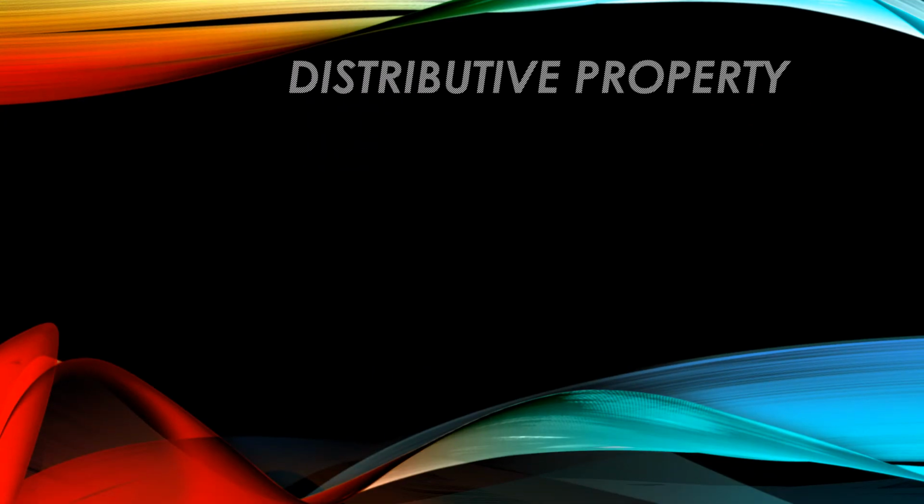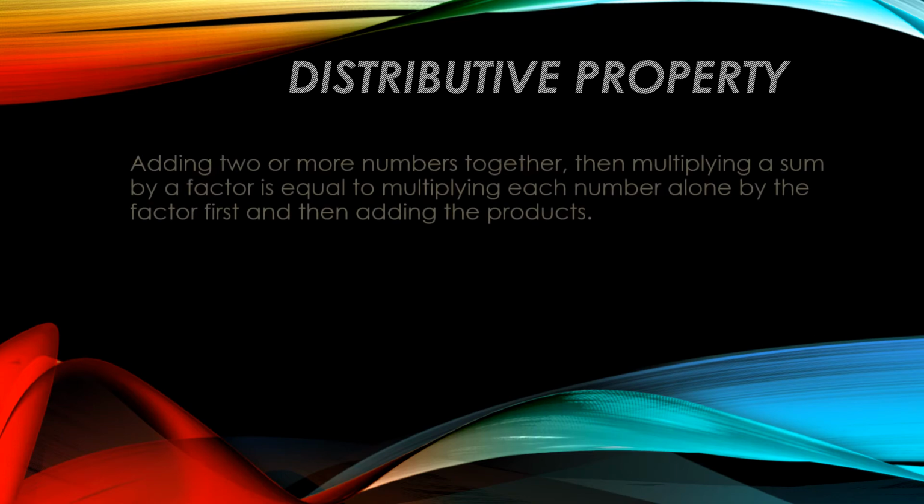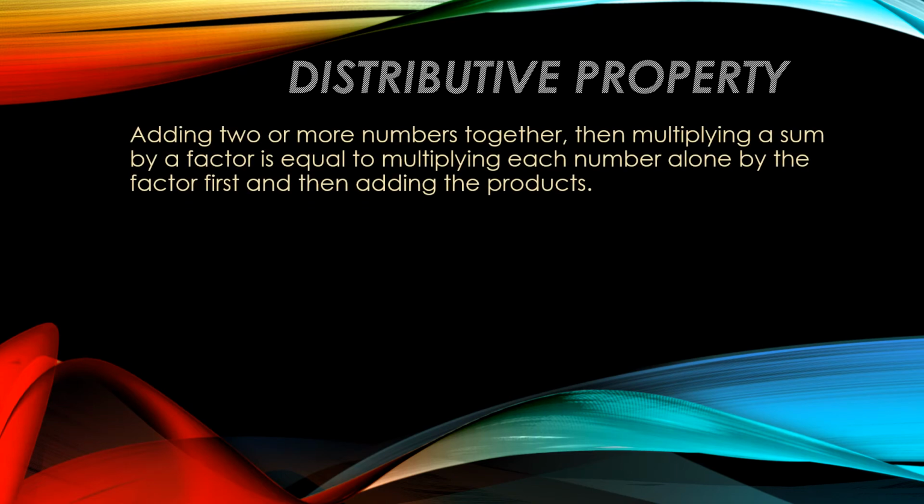So let's start with the next property, that is distributive property. That is adding two or more numbers together, then multiplying a sum by a factor is equal to multiplying each number alone by the factor first and then adding the products. Let's understand it by the example, it will be more clear.